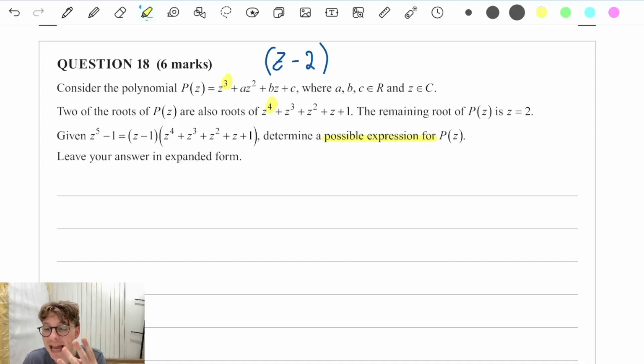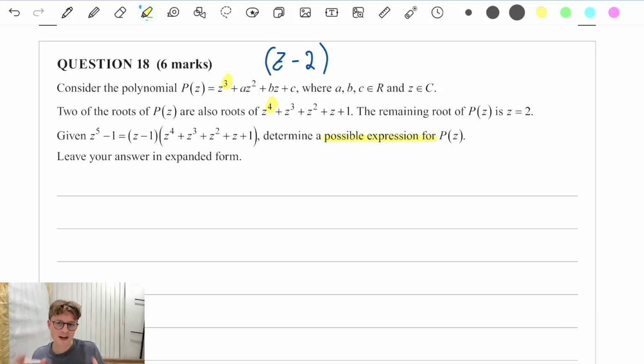I can essentially pick a pair of 2 from the quartic. We'll talk about why we're going to have pairs of solutions instead of just 4 individual pieces. We're also told that z to the power of 5 minus 1 has roots of z minus 1 and the same quartic. So, okay, this is a pretty interesting question.